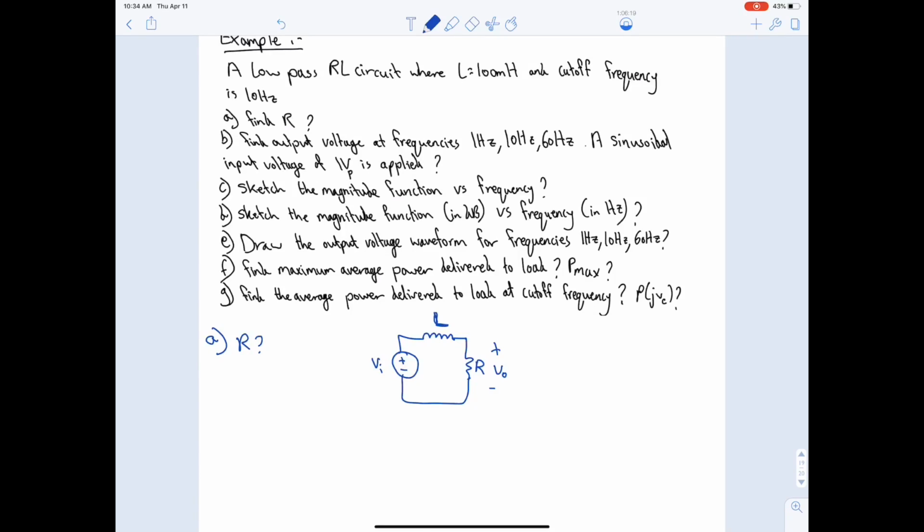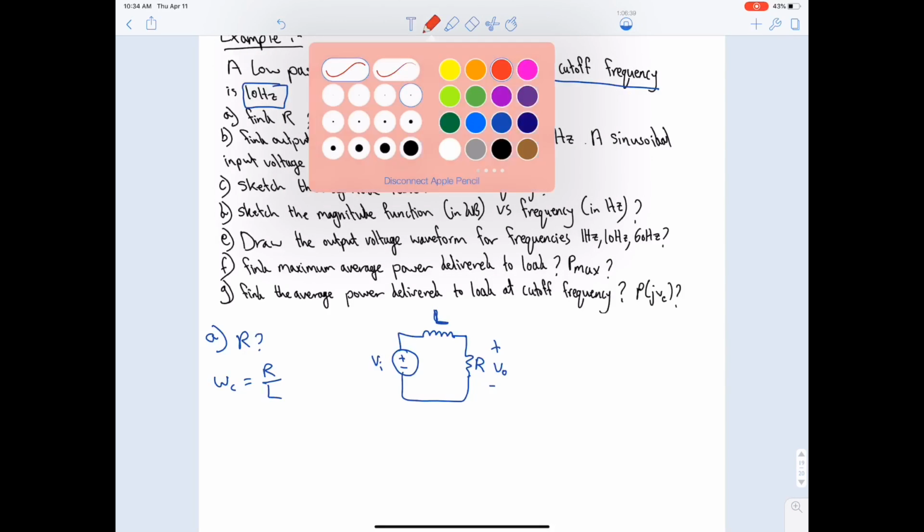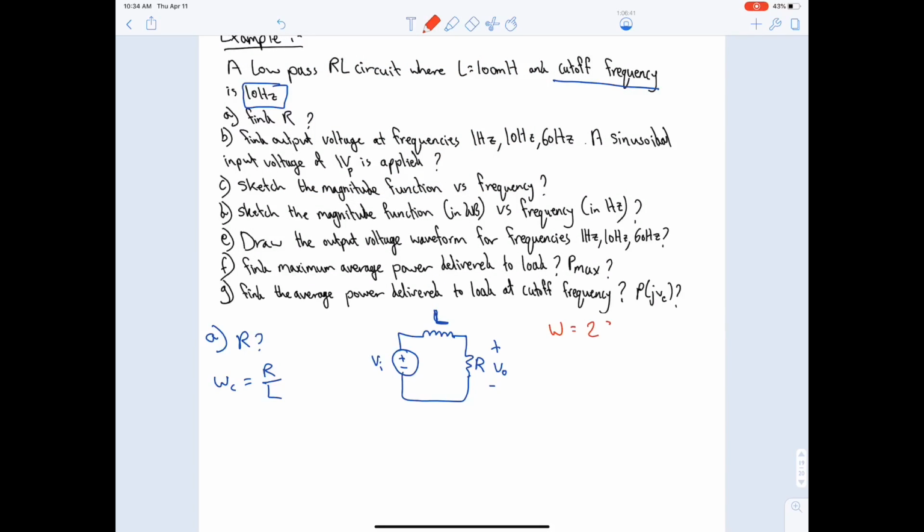So what is R? We already know that omega C is equal to R over L. Now omega C here is the cutoff frequency, but it's given in hertz. You need to take care of this. Whenever you have a frequency in hertz, you have to convert it to the angular frequency, which is omega equal to 2 pi f. So omega C, this is Fc. Now omega C is 2 pi times 10 hertz, which is equal to 20 pi rad per second.